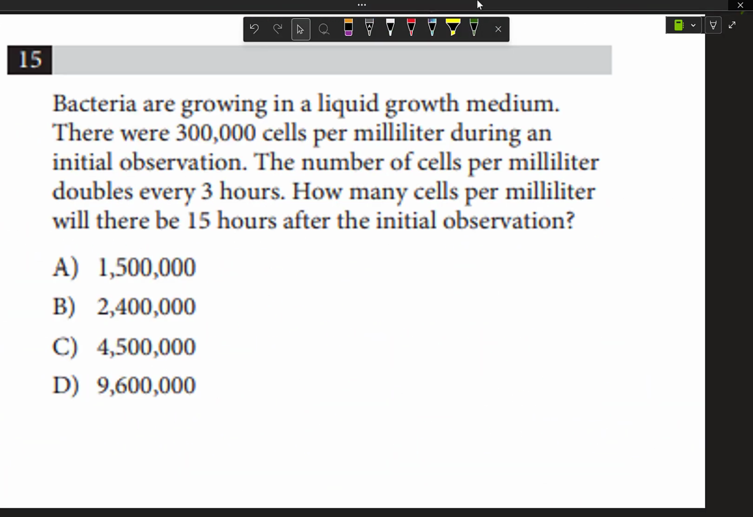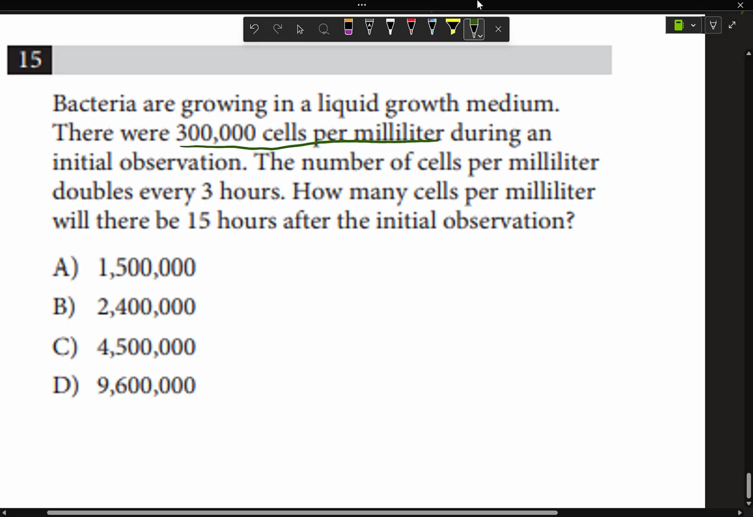Bacteria are growing in a liquid growth medium. There were 300,000 cells per 1 milliliter during an initial observation. The number of cells per milliliter doubles every 3 hours. How many cells per milliliter will there be 15 hours after the initial observation?